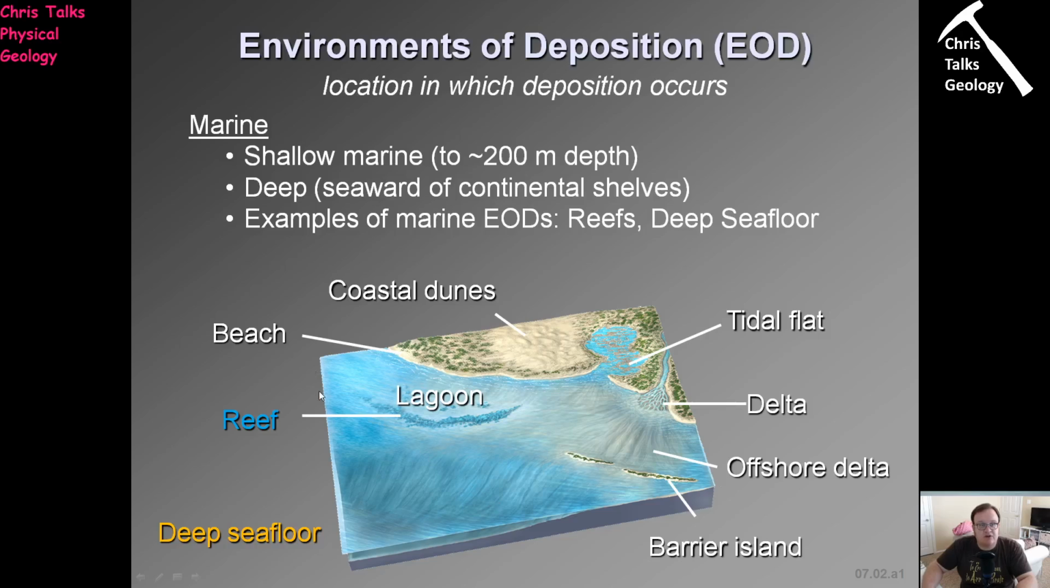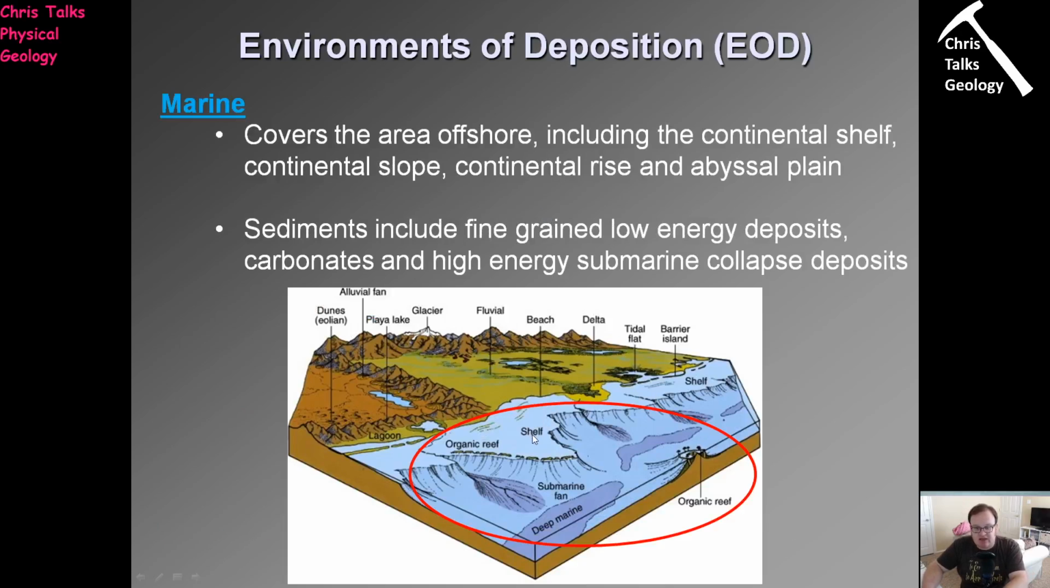Okay, so in terms of marine environments, shallow marine environments are formed between 0 and 200 meters water depth. That environment is referred to as the shelf. And the shelf is an area of continental crust that's covered by seawater. As you come to the edge of the continental crust, you drop down. The edge you drop down is called the continental slope.